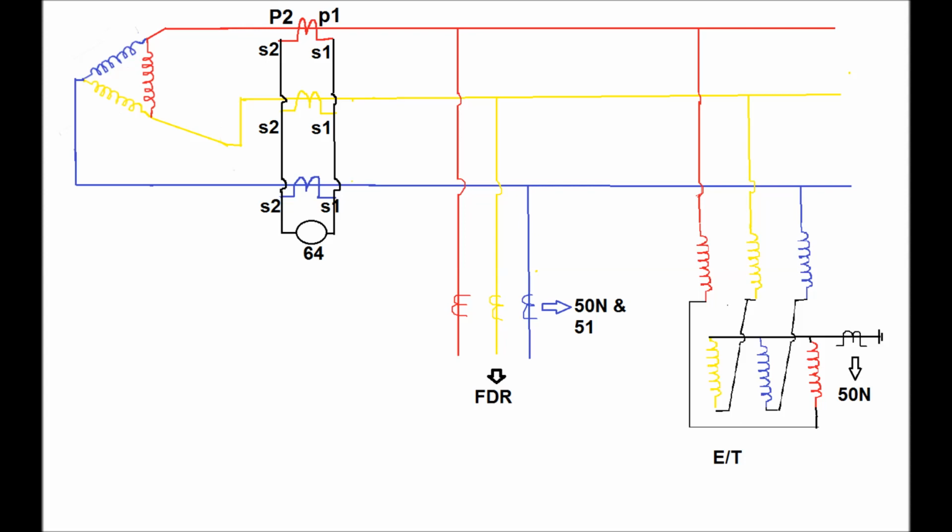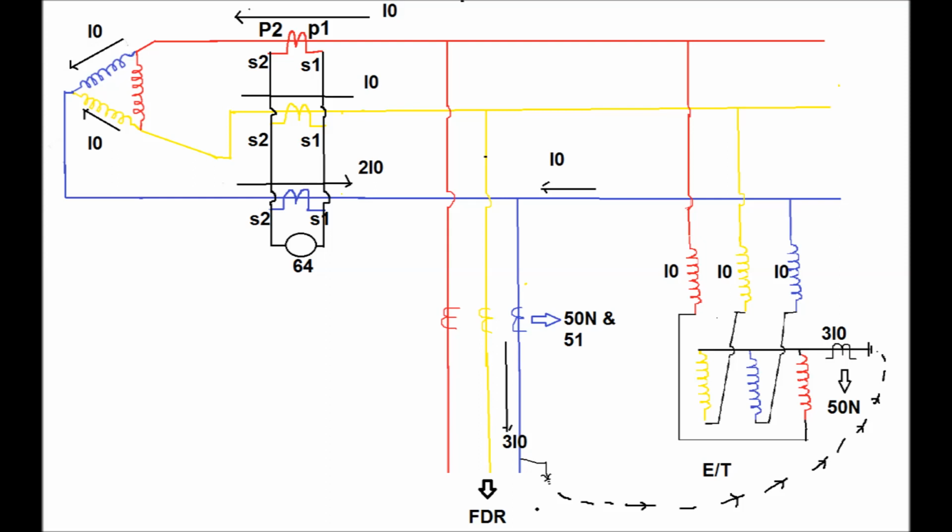Again, one relay, that is 64, the restricted earth fault relay, is connected for the delta side of the winding as shown in this diagram. I have already covered how the restricted earth fault relay remains stable for a fault in the outside zone. But in case of an earth fault inside the zone, it will detect the fault and send a trip signal to the circuit breaker of the transformer and isolate the fault from the restricted zone of the delta side winding.